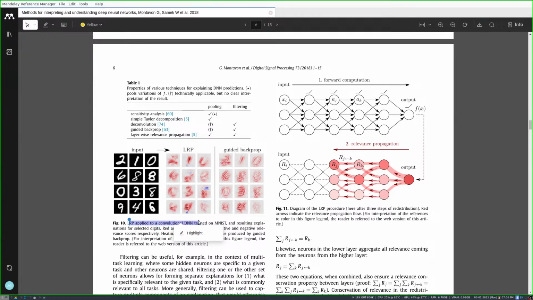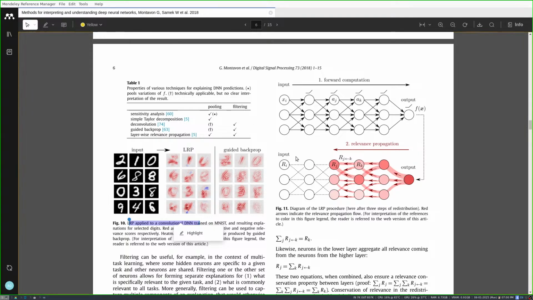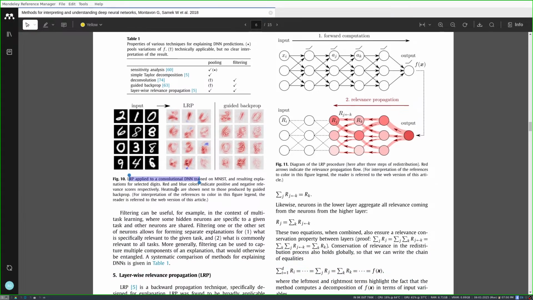LRP applied to, what is LRP? Is it this thing? Yeah, relevance propagation. Okay, I think this is this thing, like the filtering thing. I don't know, I'm not sure. LRP applied to convolutional DNN. You call it DNN, deep neural network. Nowadays we call it ANN, right? Artificial neural networks. Not sure how the literature calls it.